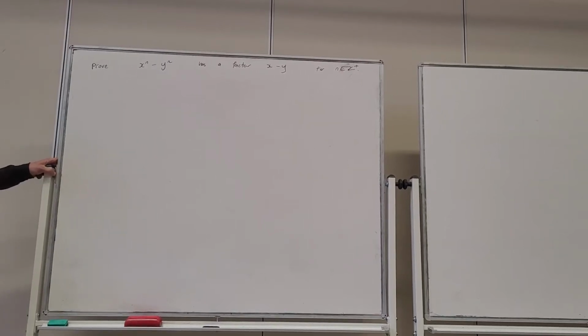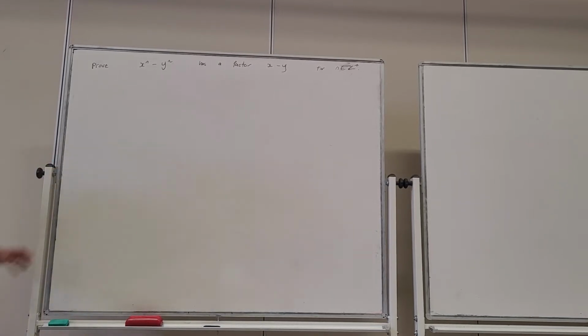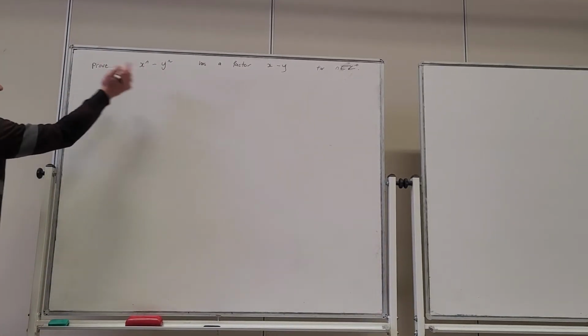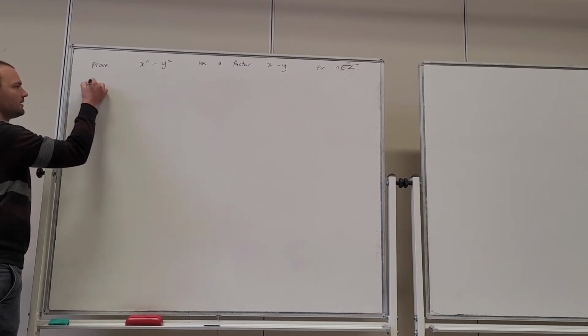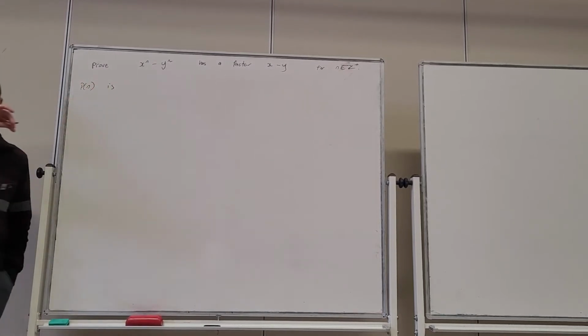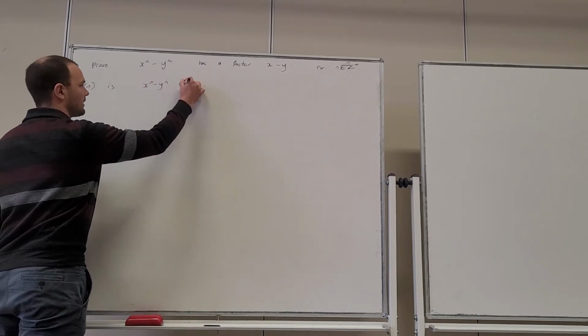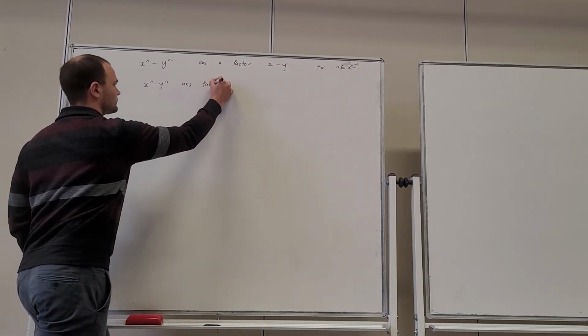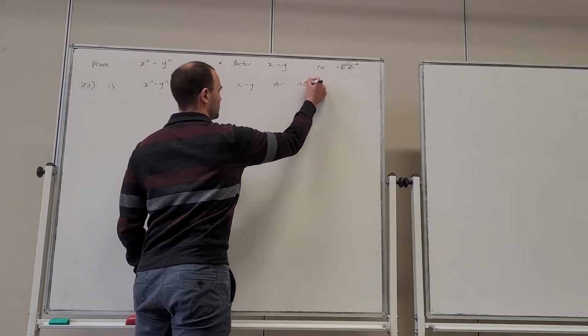x to the n take y to the n is divisible, or has a factor x take y. If it has a factor x take y, that means we can pull it out the front. So let's first make the statement. P of n is the proposition: x to the n take y to the n has factor x take y, for n a positive integer.